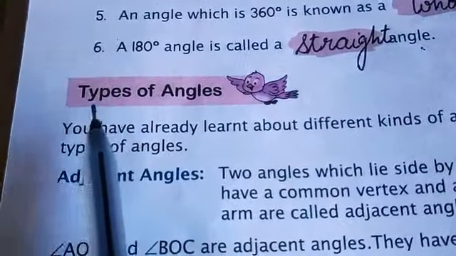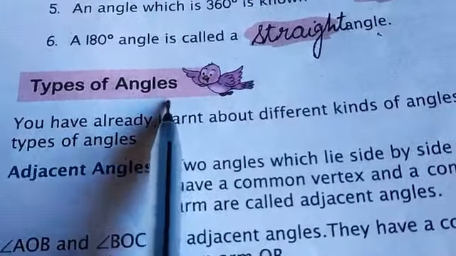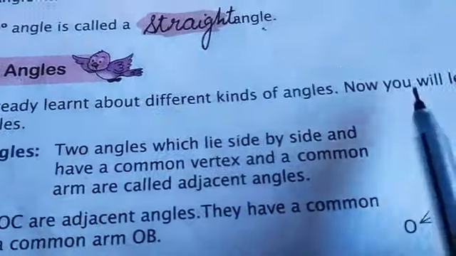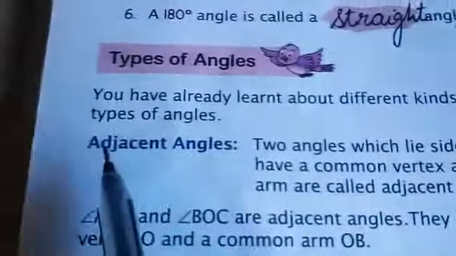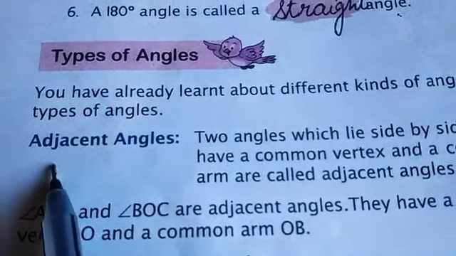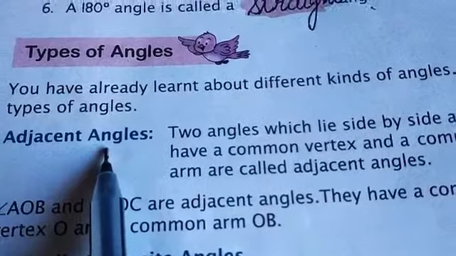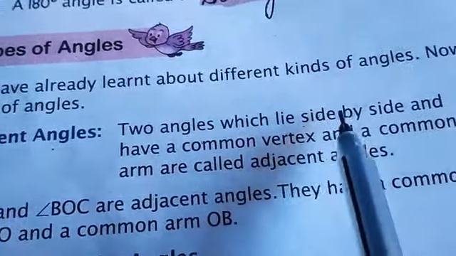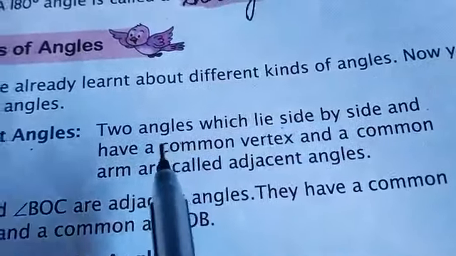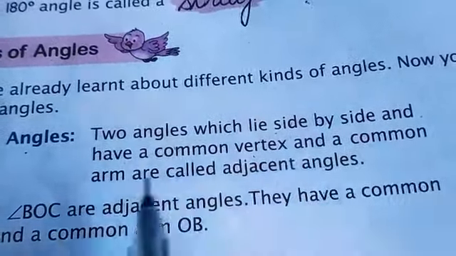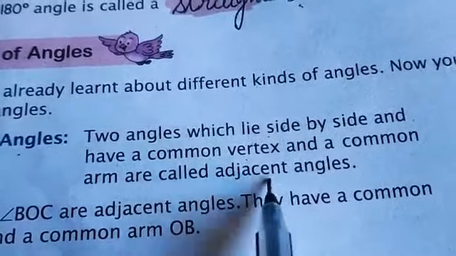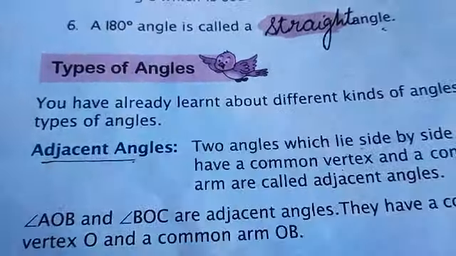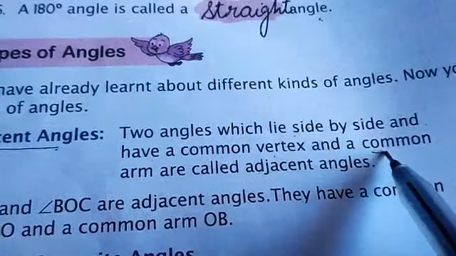Today we start with a new topic, that is types of angles. We have already learned about different types of angles. Now we will learn a few more types of angles. The first we are going to learn is adjacent angle. What do you mean by adjacent angle? Two angles which lie side by side and have a common vertex and a common arm are called adjacent angles. This is the definition of adjacent angle. Mark it down, student, and write it in your notebook.